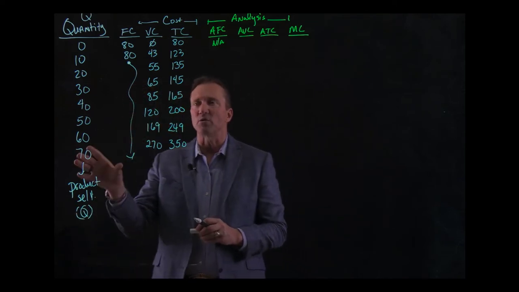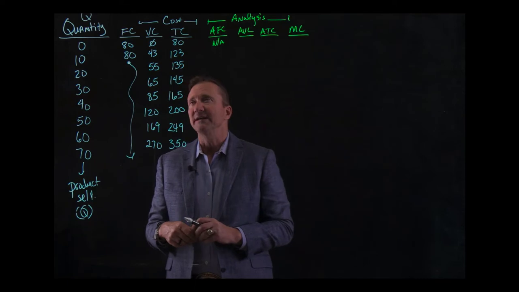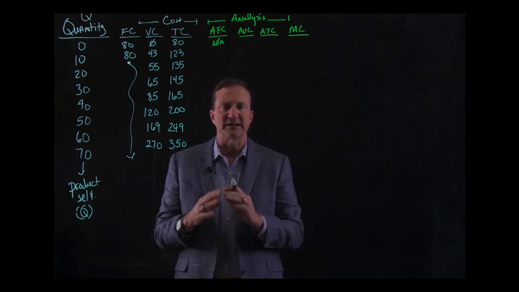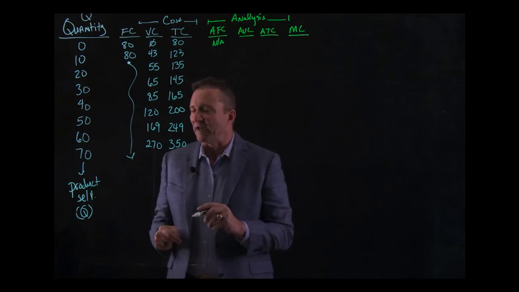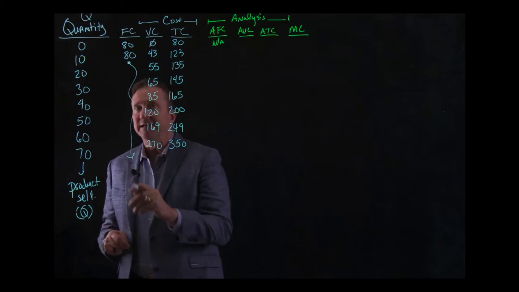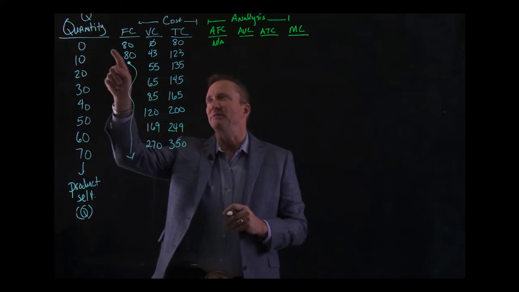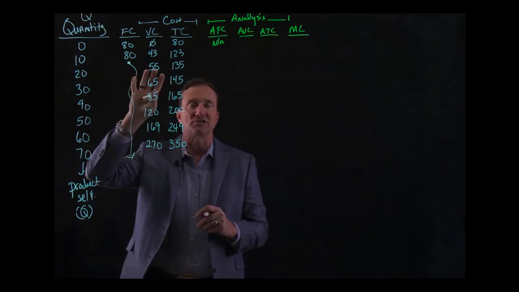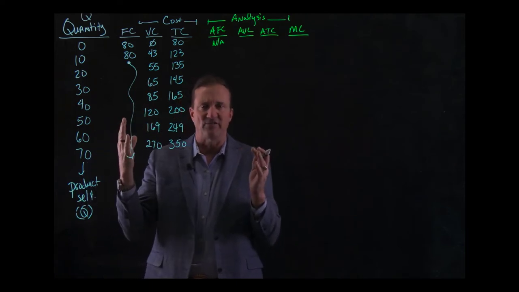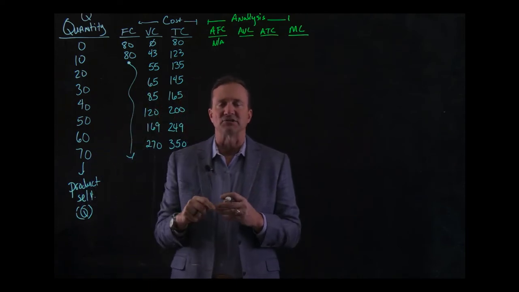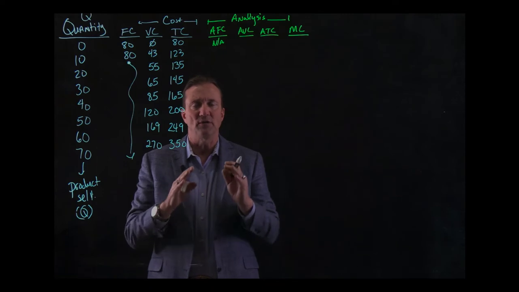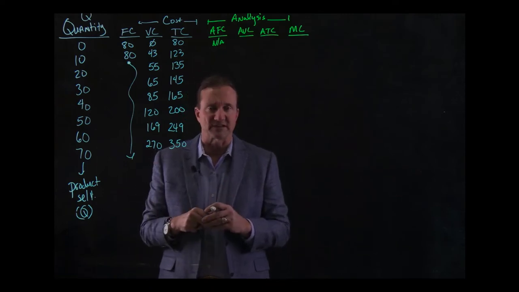All right, when you have a quantity, you have cost. And I can divide cost into really two categories. The first category is called fixed cost. And you can notice right here that if I do nothing, I still pay $80. And in this case, it represents an acre of my production. So $80 is what I will pay in total fixed cost, or in this case, just fixed cost.